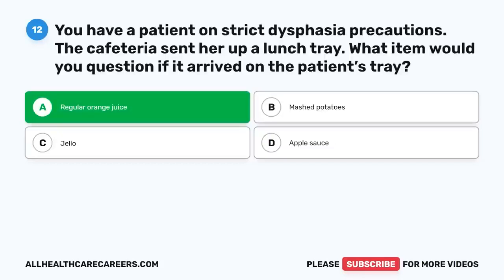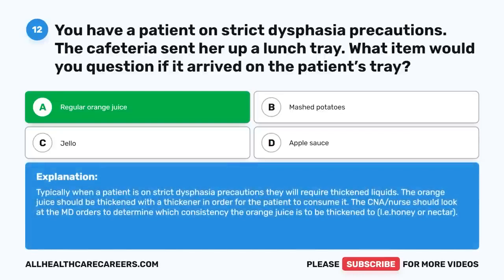Regular orange juice. Typically, when a patient is on strict dysphagia precautions, they will require thickened liquids. The orange juice should be thickened with a thickener in order for the patient to consume it. The CNA or nurse should look at the MD orders to determine which consistency the orange juice is to be thickened to, i.e. honey or nectar.